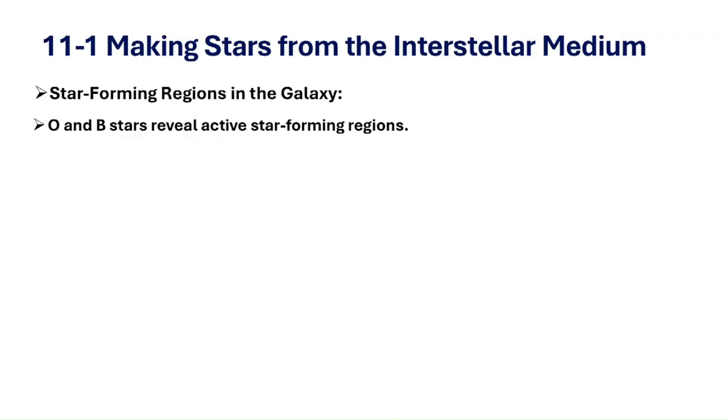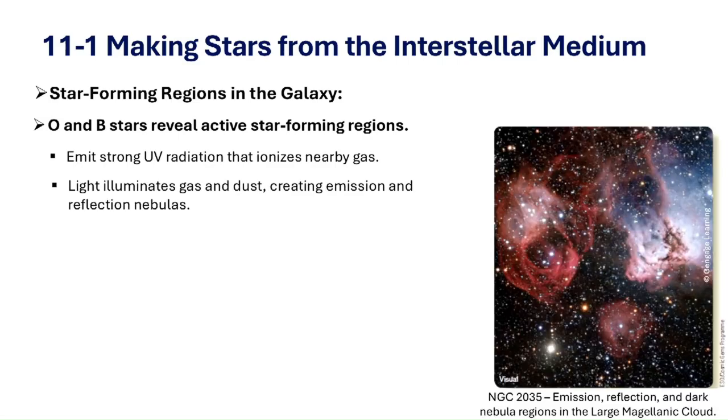So, why is that important? Because UV light ionizes the surrounding gas, making it glow. And that's why in this image, you can see pink emission nebulas. That's gas glowing from the UV radiation. And notice the blue regions. Those are reflection nebulas, where dust scatters the starlight.